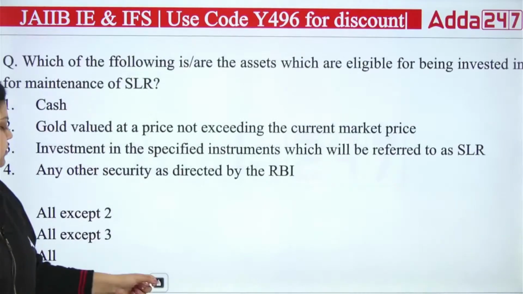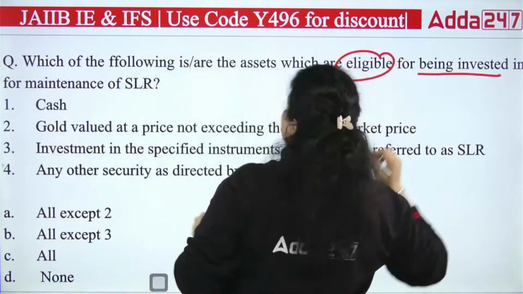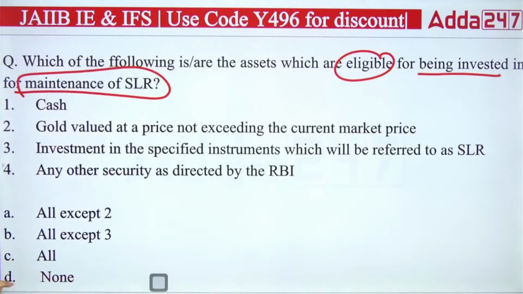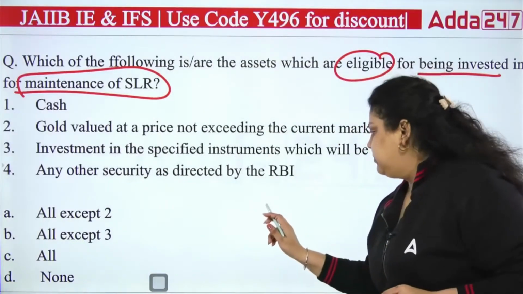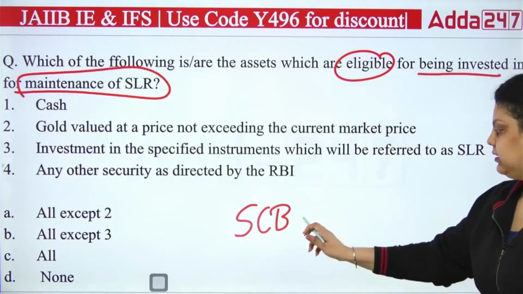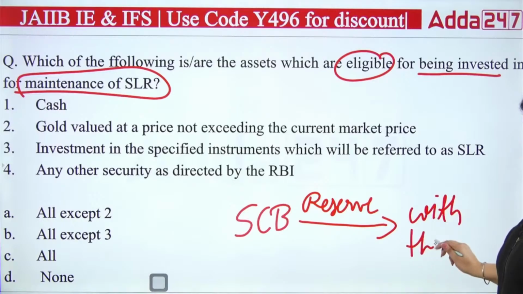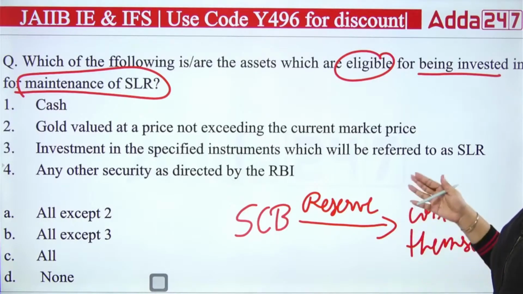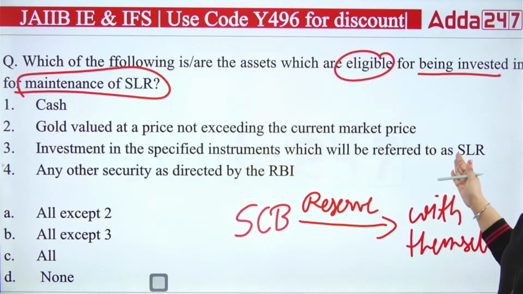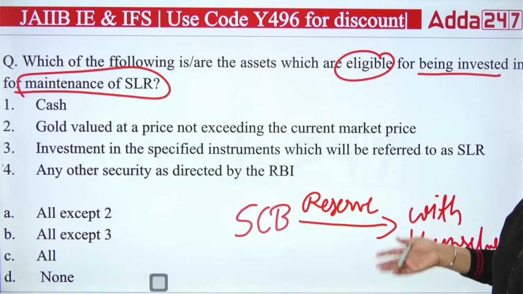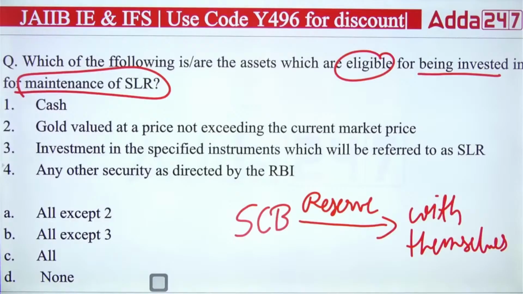question we have here, which of the following are the assets which are eligible for being invested in for maintenance of SLR? So we know SLR is the statutory liquidity ratio that all the scheduled commercial banks have to maintain. So in SLR, all the scheduled commercial banks have to maintain reserves. With whom? With themselves. In what form? In form of cash, in form of gold valued at price not exceeding the current market price, investment in the specified instrument which will be referred to as SLR, or any other security as directed by RBI. So which of the following are the eligible ways for doing investment or for maintaining reserves under the SLR? A, B, C or D.